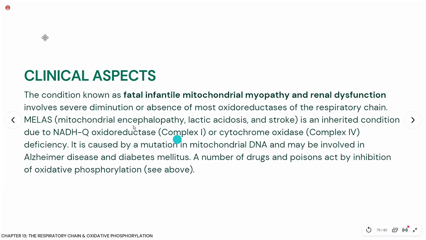As we said, genetic disorders are not common. So imagine this: mitochondrial encephalopathy, lactic acidosis, and stroke. And this occurs in infants. So, of course, infants are born like this. They could not live long, they just die, because there is renal dysfunction and mitochondrial myopathy.